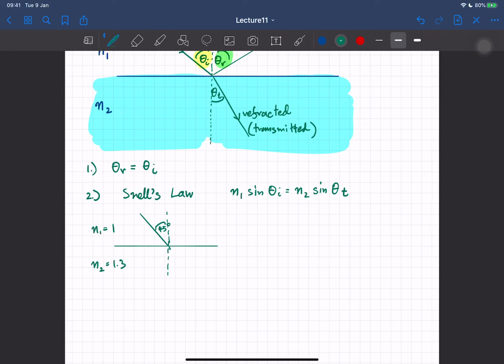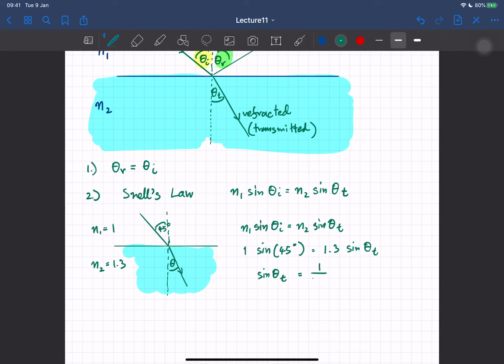So the question is, what is the angle inside the water? What is the transmitted angle or the refracted angle? Right. So the angle that we want is this one here. So what is that angle? Well, let's just use Snell's law because it has nothing to do with reflection, so we don't need to use the first one. Okay, so n1 sine theta I equals n2 sine theta t. n1 is 1. Sine of theta I is sine of 45 degrees. And then n2 is 1.3. And then sine of theta t. Right. So now you have to solve for theta t. So you get sine of theta t is 1 over 1.3 times sine of 45 degrees.